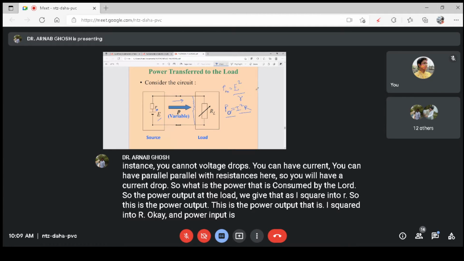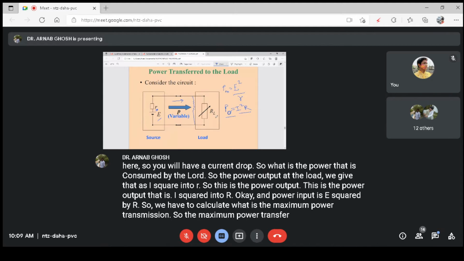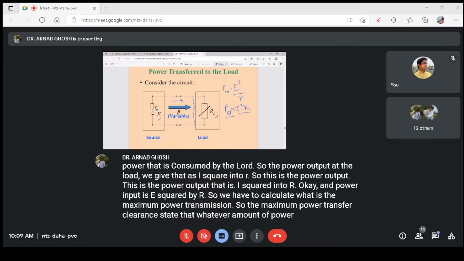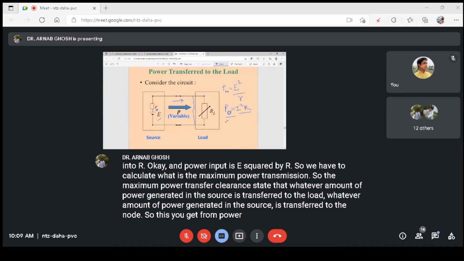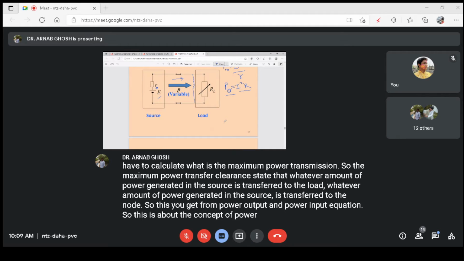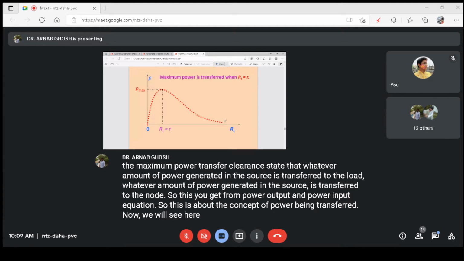So we have to calculate what the maximum power transfer theorem is stating: what amount of power generated in the source is transferred to the load. This you get from the power output and power input equations. So this is about the concept of power being transferred. We will prove it later.